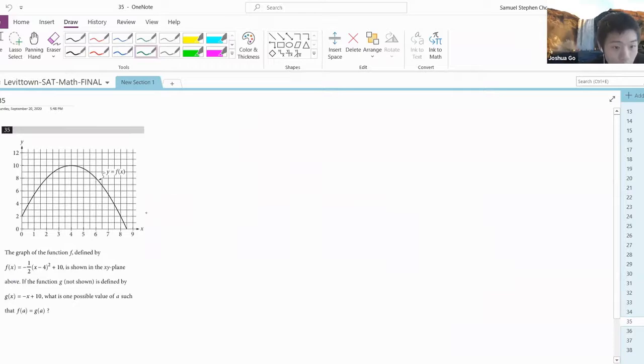So they give us this parabola defined by f of x equals -1/2 times (x minus 4) squared plus 10. And they also give us, not shown, another function. It's g of x equals -x plus 10. What is one possible value for a such that f of a equals g of a? So what we're thinking here is that we're trying to find the intersection between these two functions. So you can either take advantage of your calculator, or you can even graph it straight here. It's not shown, so why don't we graph it?